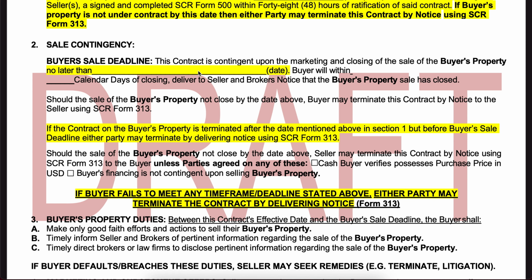If the buyer is not able to prove those things, then the buyer may terminate the contract if the buyer sales deadline is not met. And of course, if the buyer refuses to or fails to meet any of these deadlines, then either party can terminate this contract by delivering notice. The proper form for that is SCR Form 313.